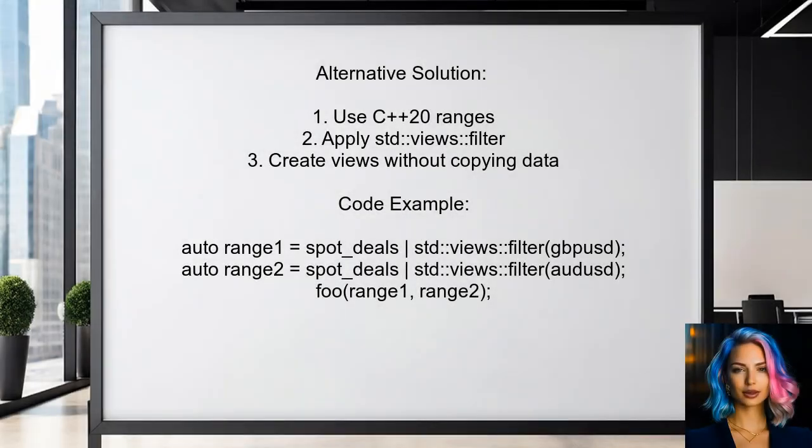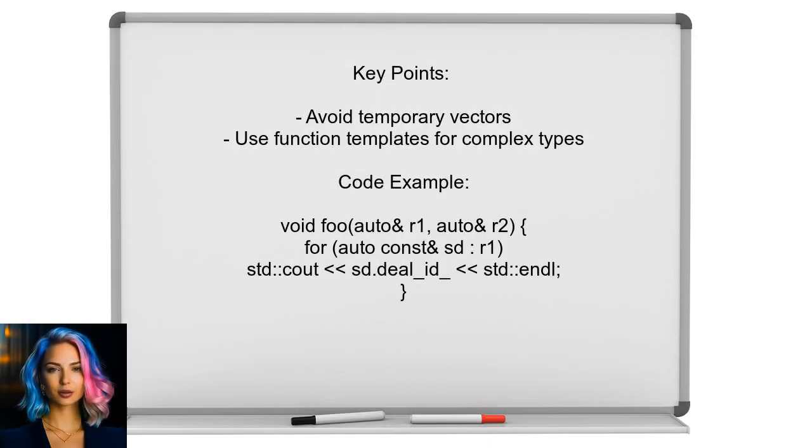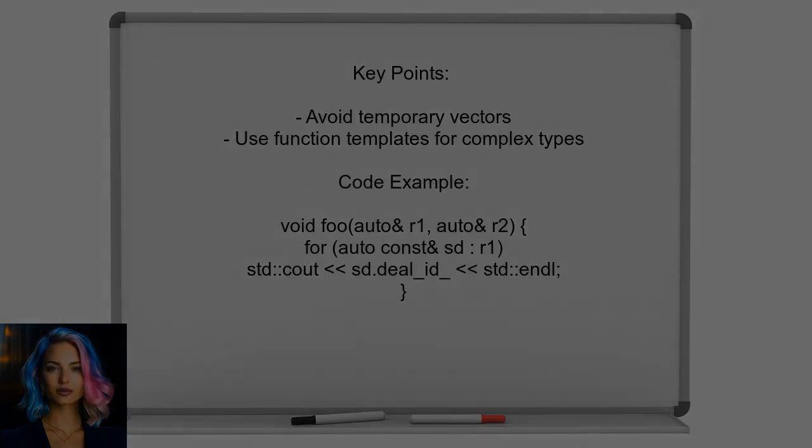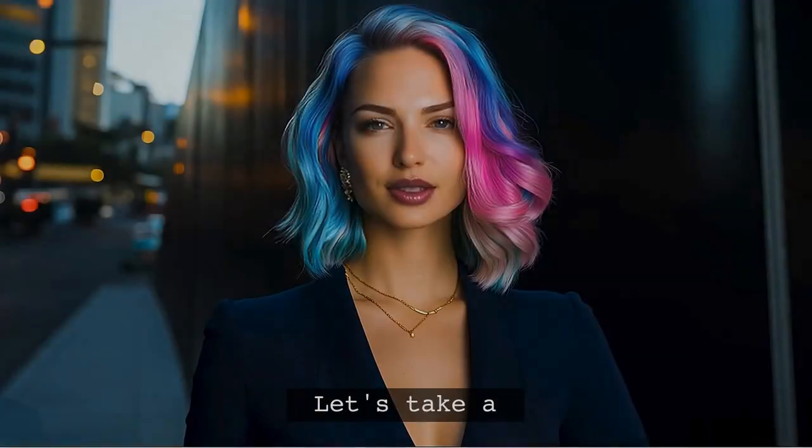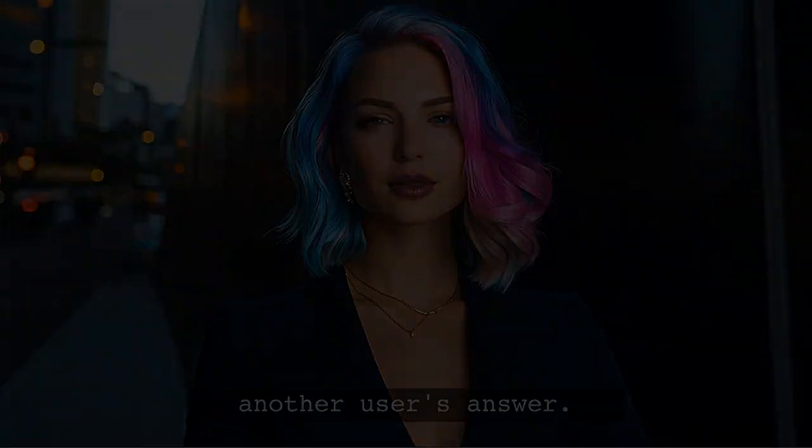This user suggests an alternative approach using C++20 ranges instead of iterators. They recommend using the filter range adapter from the ranges library to create views over the original vector without making copies. The user explains that this method avoids temporary vectors and allows for customized iteration. They also mention that the function foo can be declared as a template to handle the complex types of the ranges. Let's take a moment to review another user's answer.